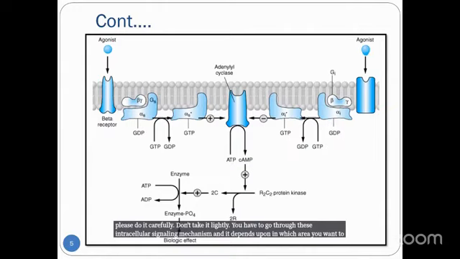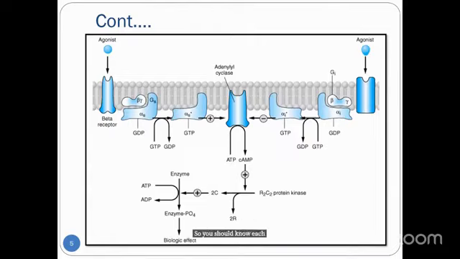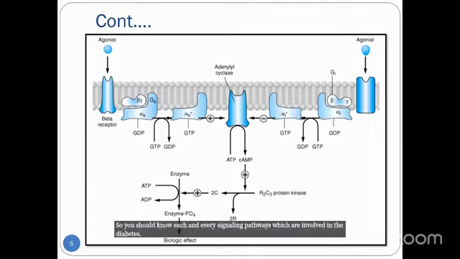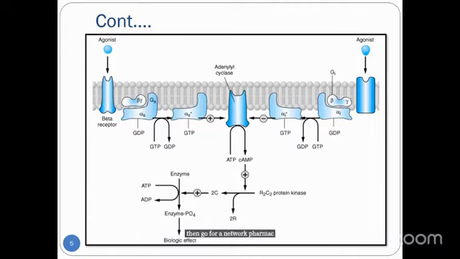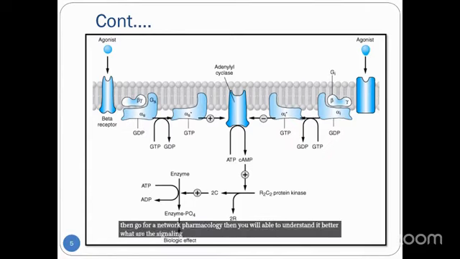the network pharmacology. Suppose your research area is metabolic disorder and you are working on diabetes. You should know each and every signaling pathway involved in diabetes, then go for network pharmacology. Then you will be able to understand it better: what the signaling mechanisms are, what the role of this target is, and how it is going to behave.